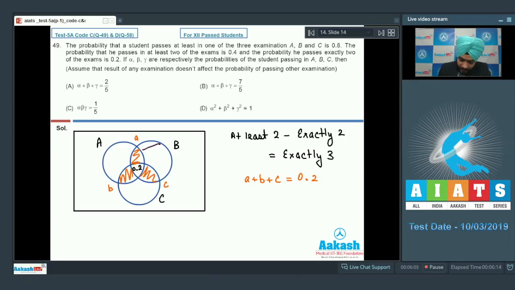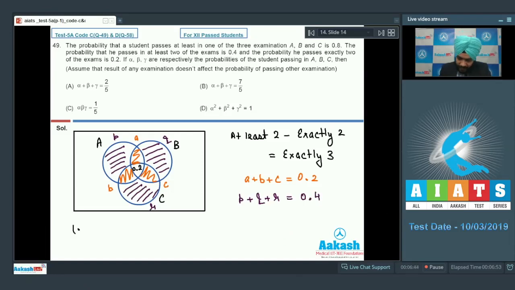If we talk about exactly 1 exam, this portion, this portion, this portion, the sum of these three portions, let us say P, Q, R, is obtained as 0.8 minus 0.4, because the probability of at least 1 is 0.8, the probability of at least 2 is 0.4. So 0.8 minus 0.4, at least 1 minus at least 2 gives you exactly 1. So the value of P plus Q plus R will be 0.8 minus 0.4, that is 0.4.